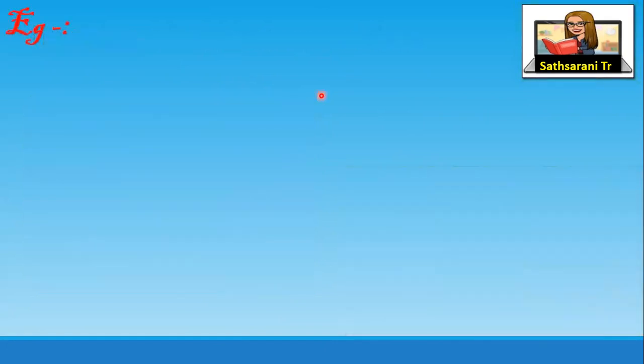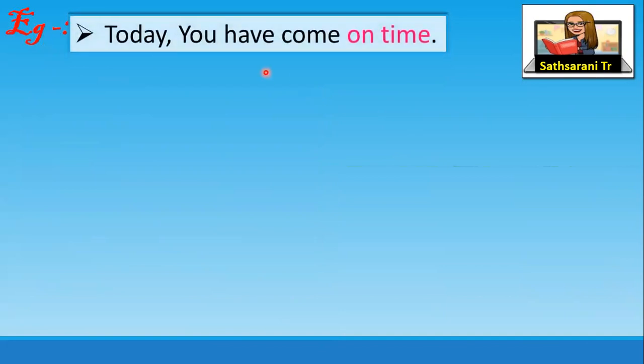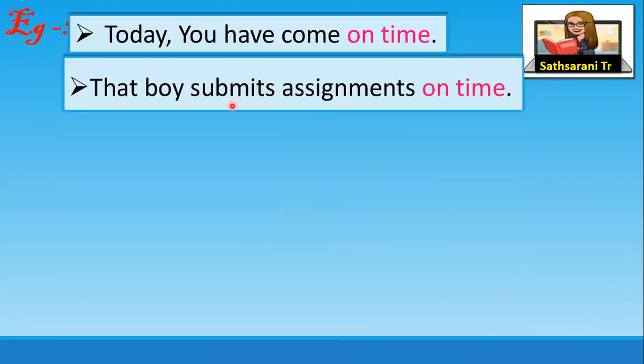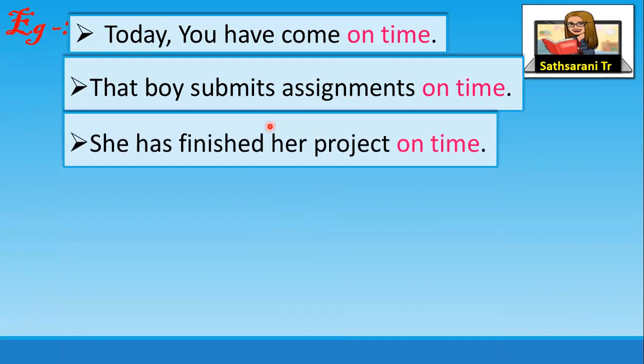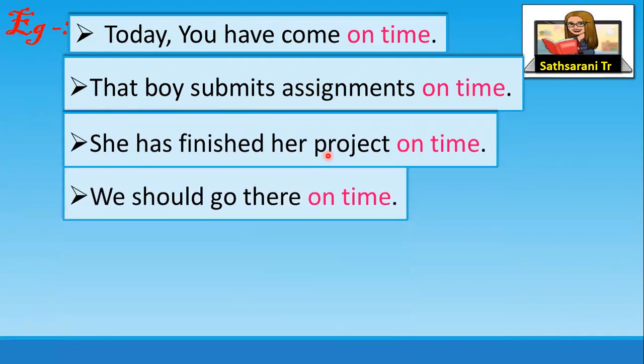Then there are some examples. Today you have come on time, but yesterday you were late. So we can tell today you have come on time. That boy submits assignments on time. She has finished her project on time.